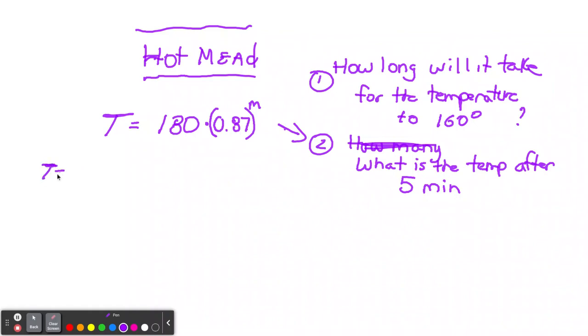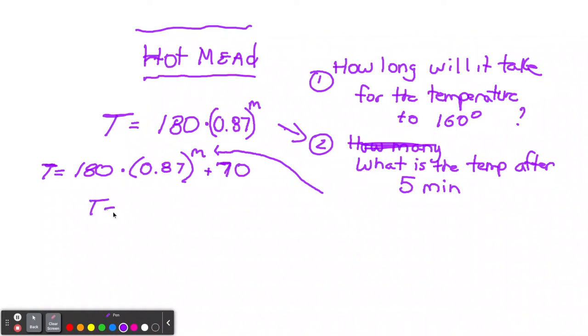The temperature, what will the temperature be after 5 minutes? So we have 180 degrees, this initial temperature when it came out. We have the rate already, 0.87. And we want to find the minutes. Plus, I'm going to add 70 here, and that is room temperature. So you have to add that to the room temperature. So we want to know what the temperature would be after 5 minutes. So you substitute M for 5.